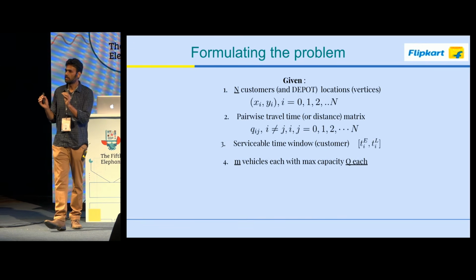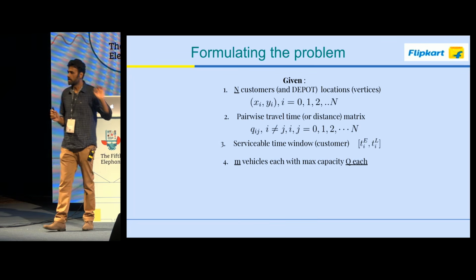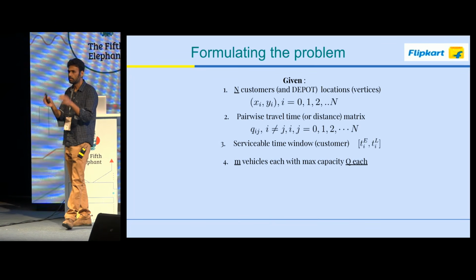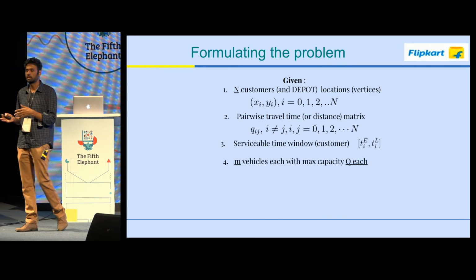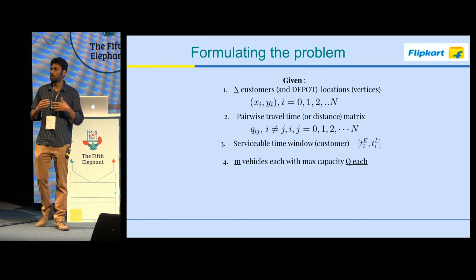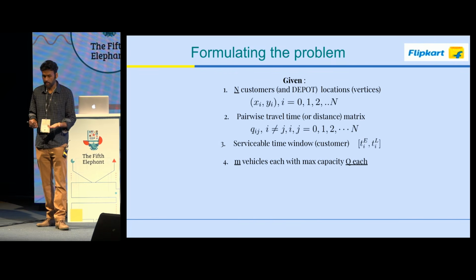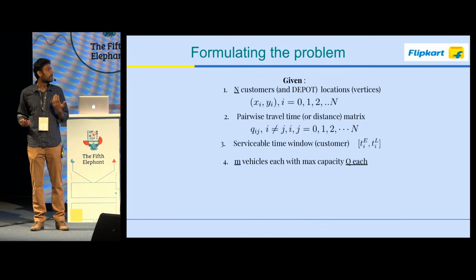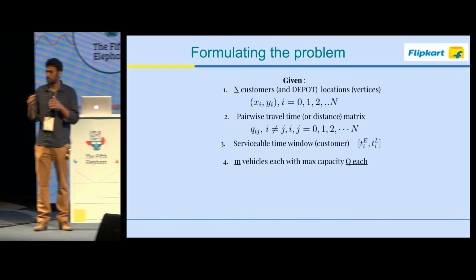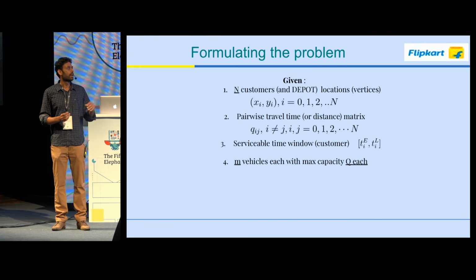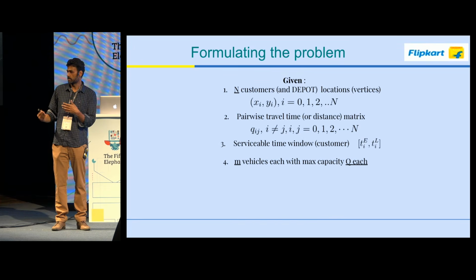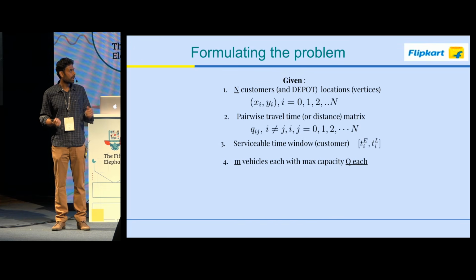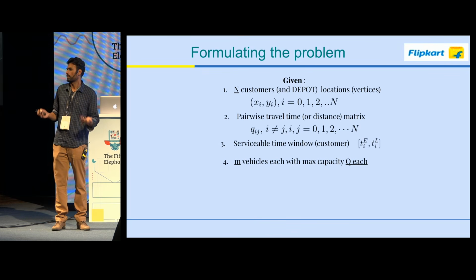Let me give it a slightly more formal touch. What is given is the following. You have end customers and the depot or the hub, I use the terms synonymously. You have their locations, x_i, y_i, the lat-lon. Then you have the pairwise travel time matrix between every pair of them, including the depot. Then you have the serviceable time window for each customer, and you have M vehicles, each with max capacity Q. This is what is given to you.